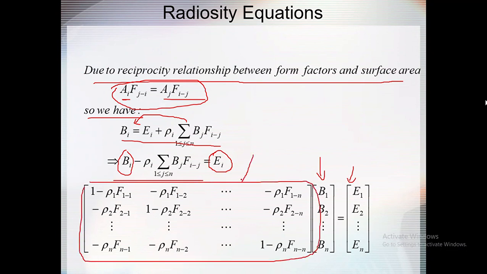Why do we write down these things? Because we have different form factors, different patches, so different reflectance. Suppose we have 1 patch, 2 patches, and 3 patches, so n is going to be 3. We start with 1, 2, and 3. So first 1 to 2, 2 to 3, or then you can go 3 to 1. Like that, 1 to 1, 1 to 2, or 1 to 3. You can go like that too.